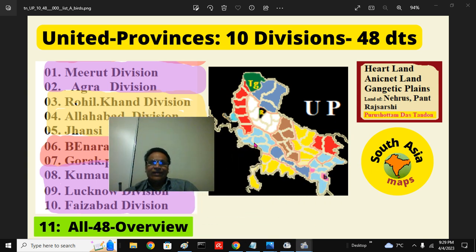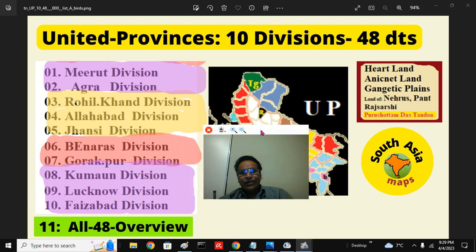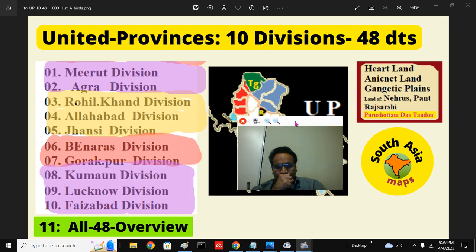This is the United Provinces. These various colors represent political divisions. I will show you another map that will be more intuitive to you. We already covered Meerut division, Agra division, Rohilkhand division, Allahabad division, Jhansi division. All these are southern parts mostly. And today we are covering Benaras division.